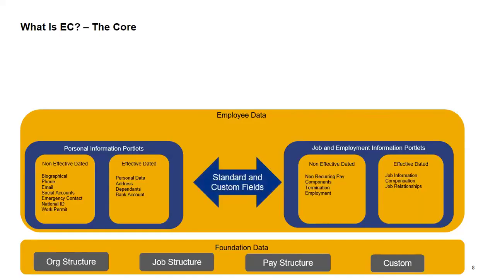SuccessFactors gives us the standard fields for every portlet. Yesterday we saw personal information, and we have those fields: first name, last name, middle name, salutation, gender, and so on. Those are the fields of personal information. SuccessFactors has given us those fields. Additionally, SuccessFactors says you can have your own fields as well, up to 20 text fields, up to 10 date fields, up to 20 decimal fields. So it has given some limit. These are custom fields. So you can have standard fields and custom fields in these portlets.